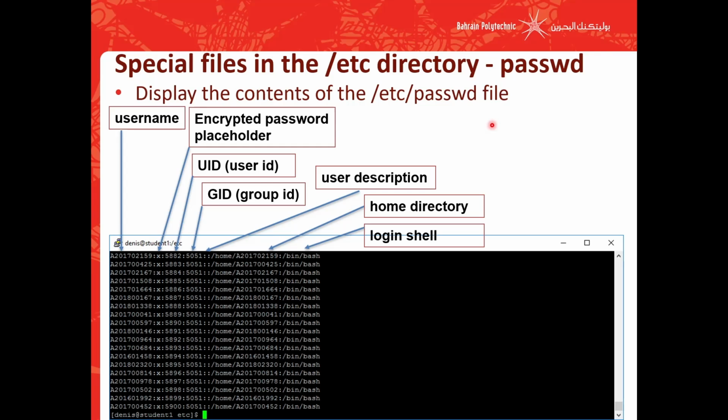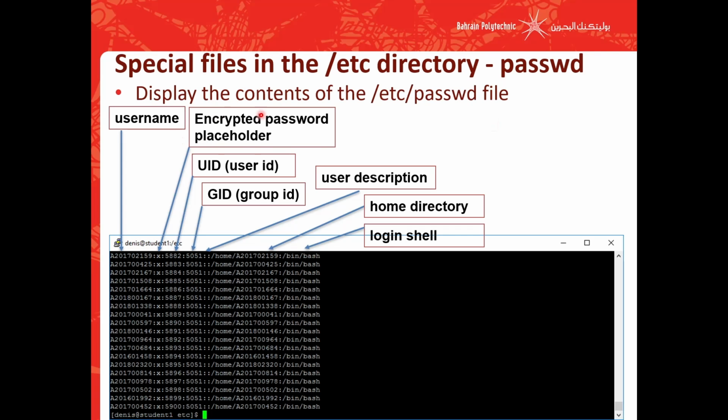So that's passwd. Now, I told you that there is an encrypted password placeholder here. Previously, the encrypted password used to be here, but then they figured out that it's maybe a flaw in the system to have it here, and therefore the password was moved to a file called /etc/shadow.